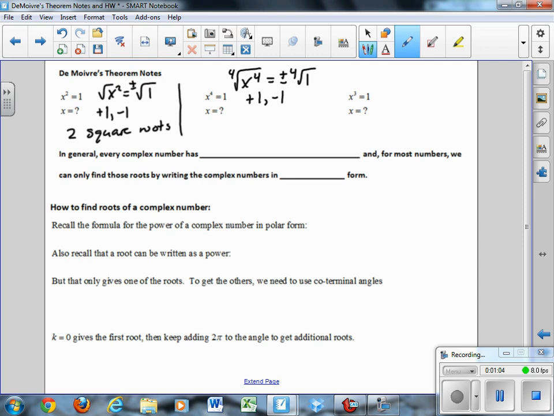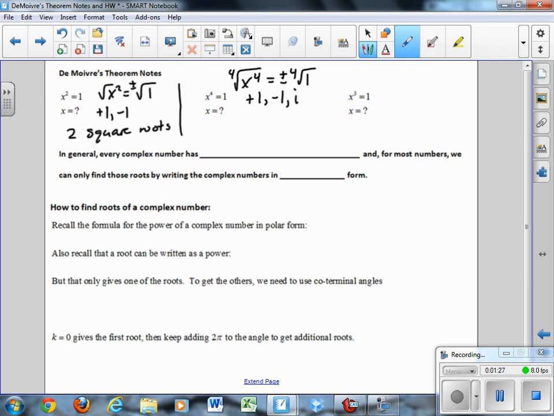Now I want to ask a question. Can you think of any other numbers that you would raise to the 4th power and get 1? Like perhaps a number you learned about yesterday. I. Very good. I. So i is another solution.